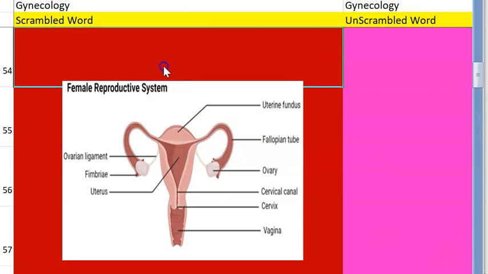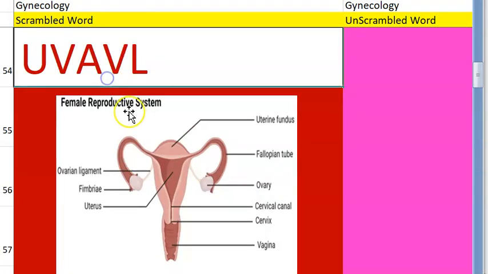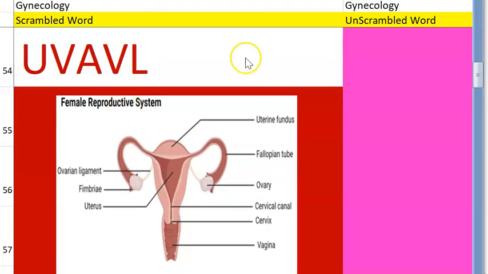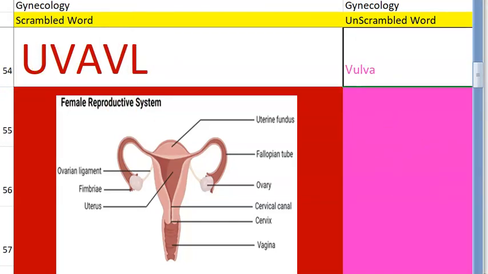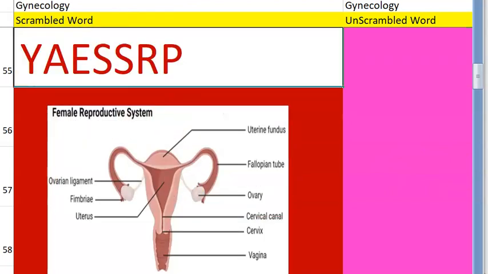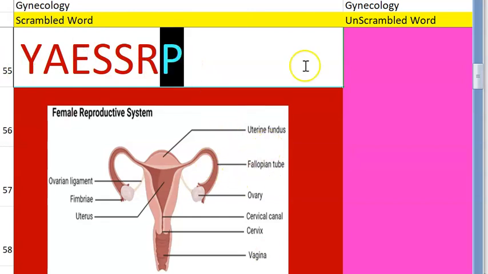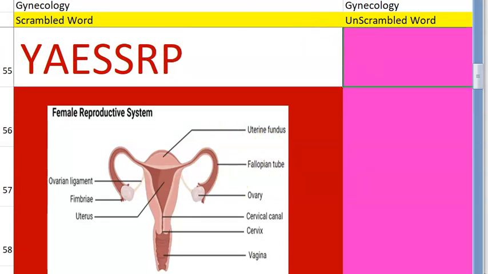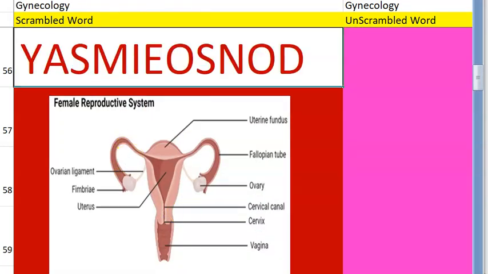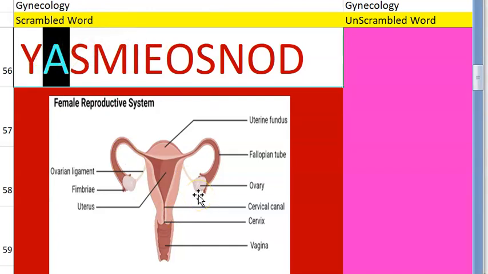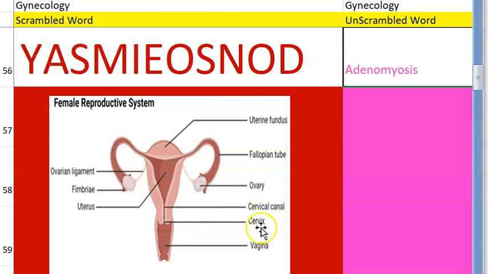Very good. 54th one here. I think it's an anatomical structure. External genitalia. Female. Starts with a V. Vulva. 55th one. What is this one? Starts with a P. A drug that you insert into the vagina. Pessary. Okay. What is this one? It starts with an A. It's a condition of the uterus. Again, adenomyosis.